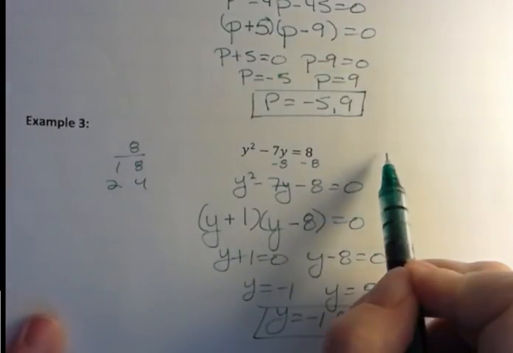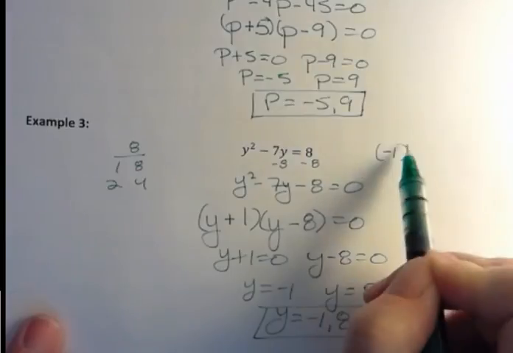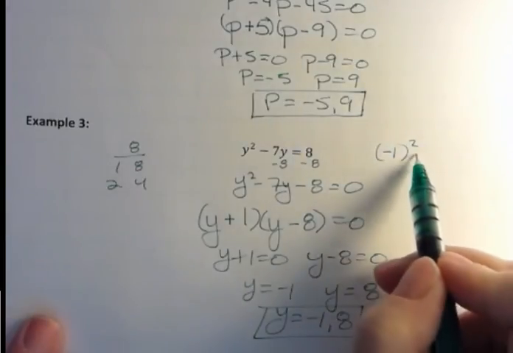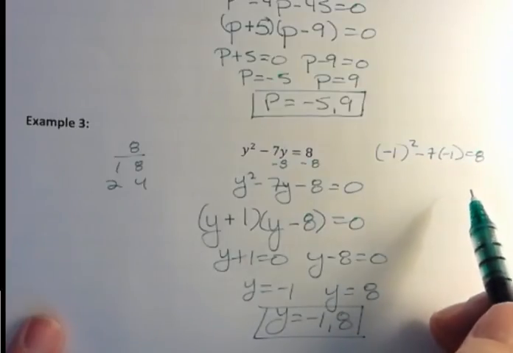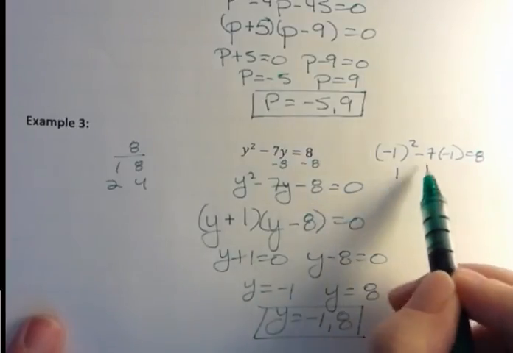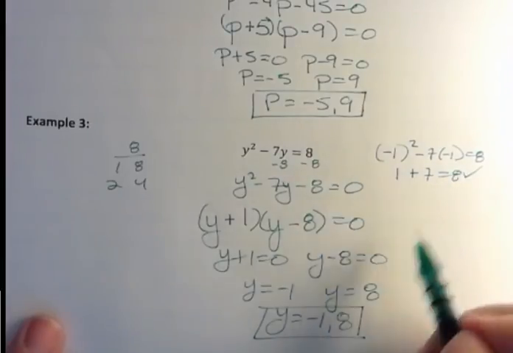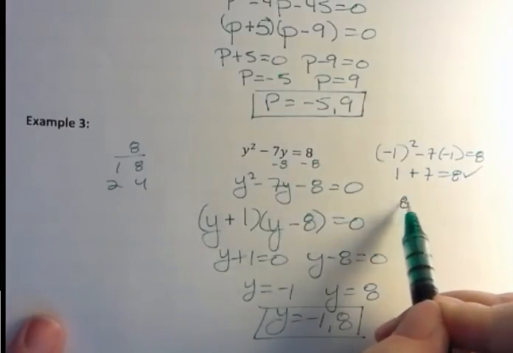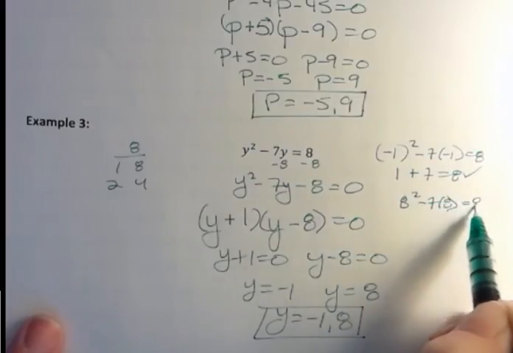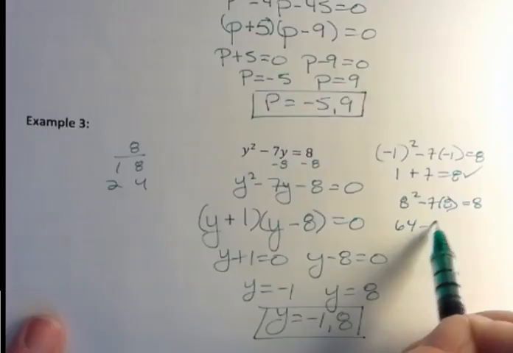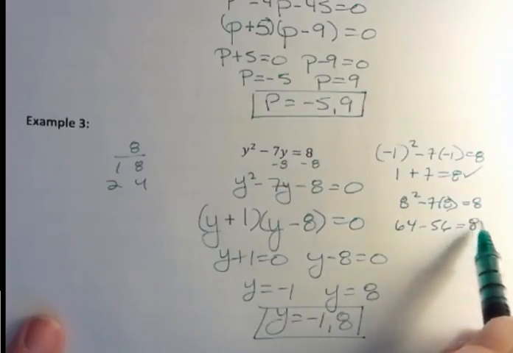You can always check your answer. I didn't check the last one, so I'll do this one for you. Negative 1 squared minus 7 times negative 1 is supposed to equal 8, and negative 1 squared is 1 plus 7. That does equal 8. Yep. What about 8? 8 squared minus 7 times 8 is supposed to equal 8. 64 minus 56. Yep, it does.